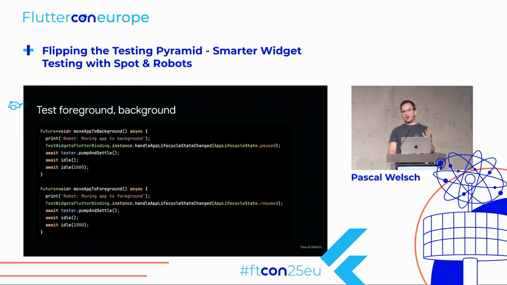You can test that your application goes to the background. You have full access to things like the lifecycle of your application. So you can just move it to the paused mode, like if you switch to a different application. Not killing the app, just move to a different application. And then another method, move your app back to the foreground. Yeah, that easy.